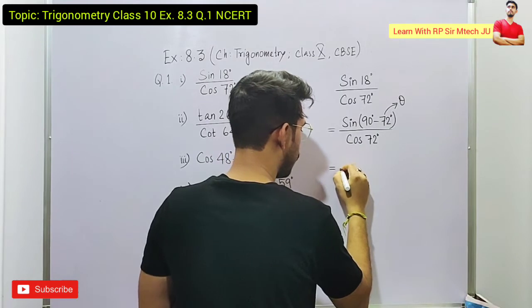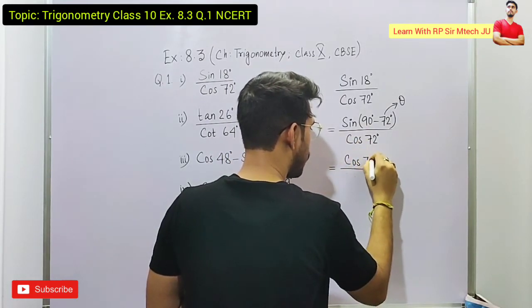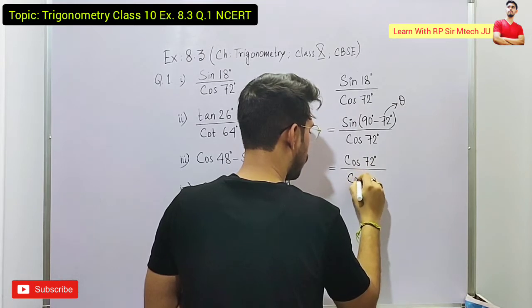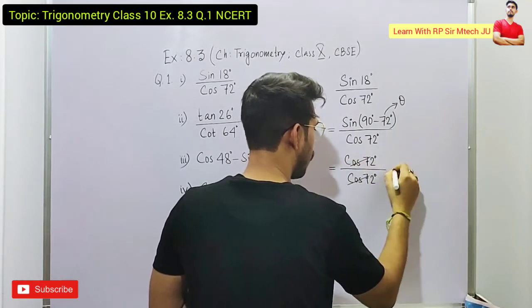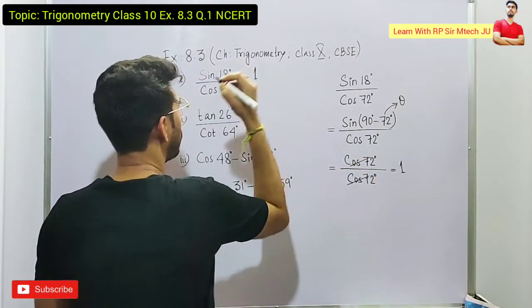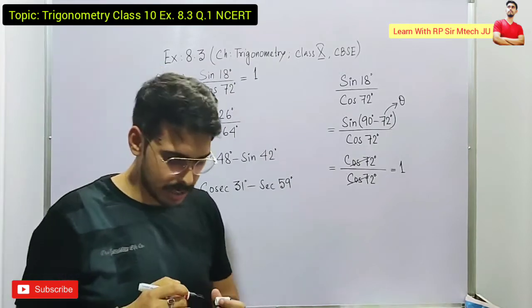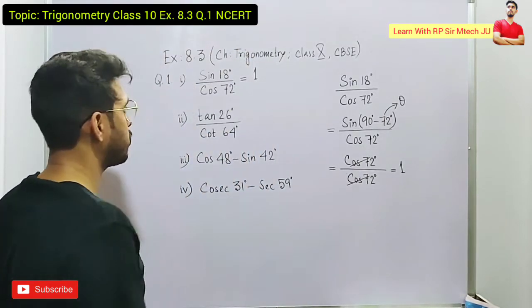Sine 90 minus theta will be cos theta. So that means it will be cos 72 degrees, and we already have a cos 72 degrees sitting in the denominator, so the result will be 1. The answer of the first question is 1. So I hope it is clear. Okay. In the second question, we are going to alter the denominator.